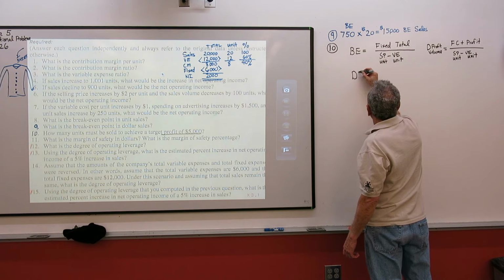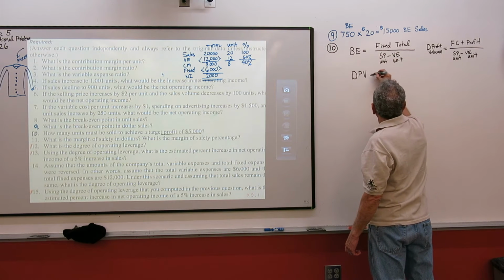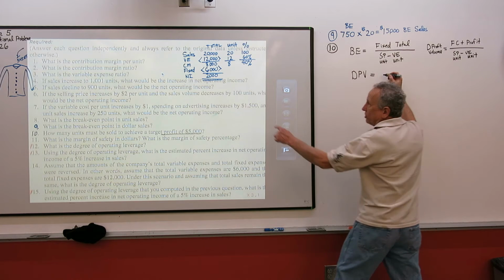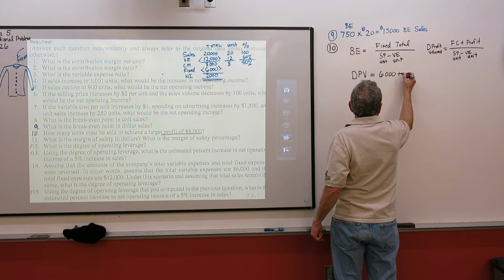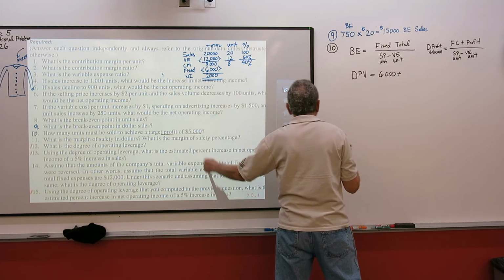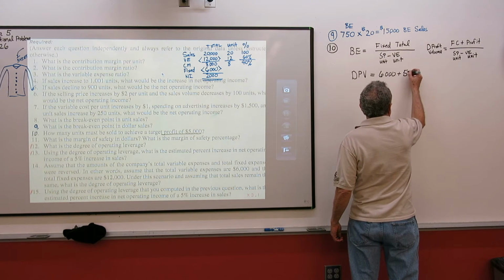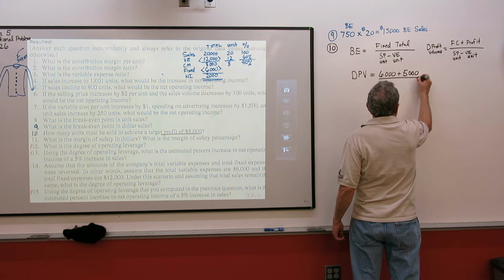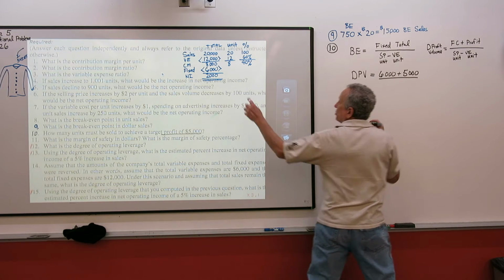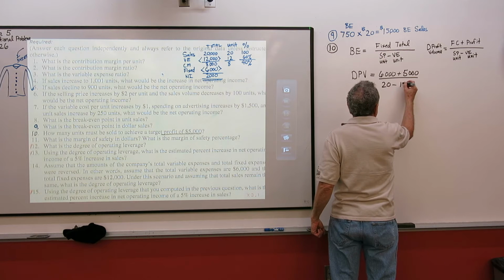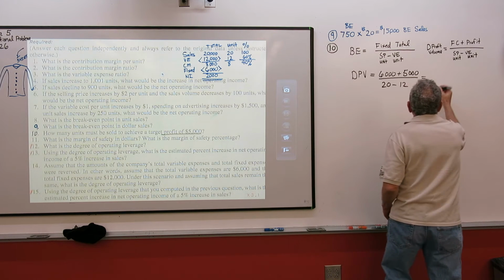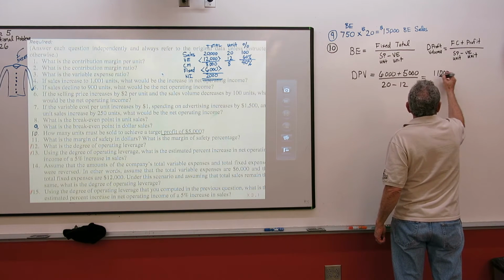Desired profit volume is equal to the fixed costs, which, do you remember, they were $6,000. Now we want a profit of how much? $5,000. And take that and divide it by the selling price, 20 minus 12. So 20 minus 12, do that per unit, and you'll get $11,000.